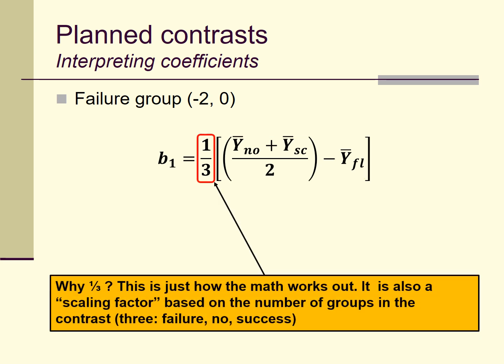Now you might be wondering, okay, but what about this 1/3 fraction that's outside of the bracket? What does that mean? Well, the textbook that we use for our class, Andy Field's Discovering Statistics with SPSS, doesn't really make this clear. Other stats books that I have sometimes refer to this fraction as a scaling factor. It indicates the number of groups that are part of this contrast. Our contrast here involves 3 groups: the no feedback group, the success feedback group, and the failure group. And this 1/3, you can think of as a scaling or an adjustment for the presence of those 3 groups.